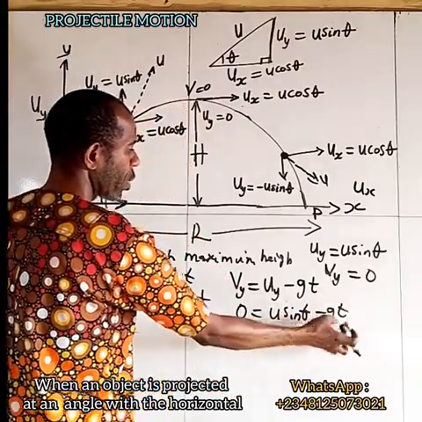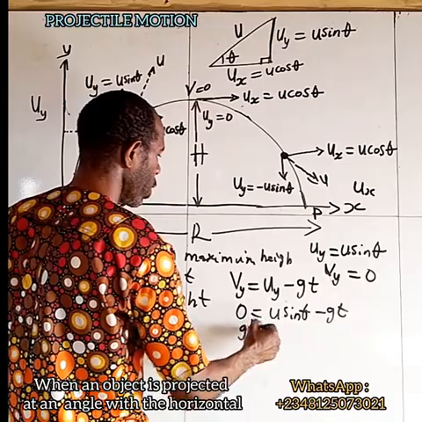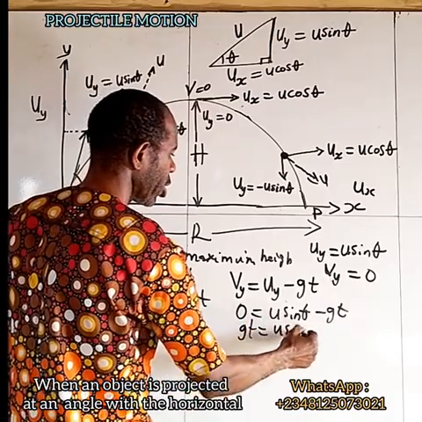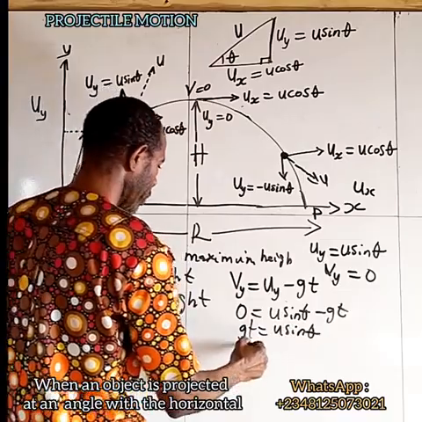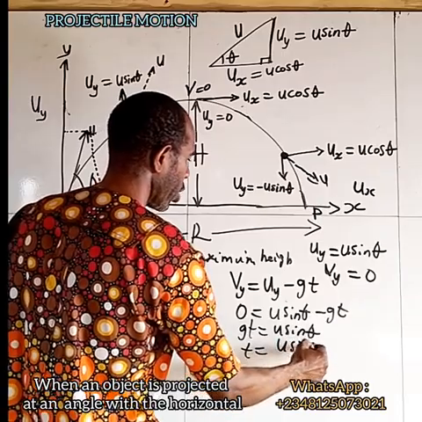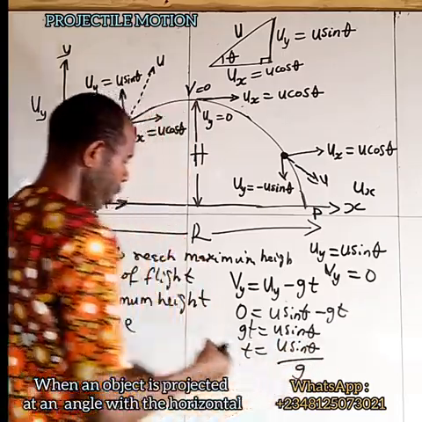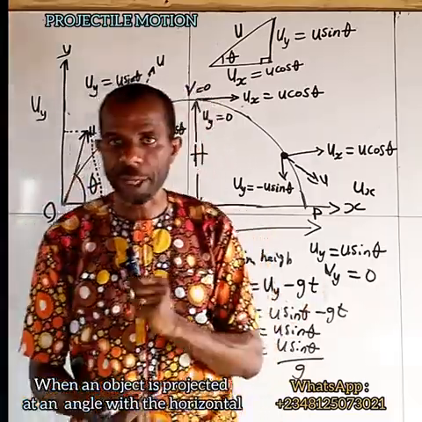So we can take this gt to this side and it becomes positive, because 0 plus gt, we have gt equal to u sine theta. Now, we are looking for this time. t is equal to u sine theta all over g. So this is the time it takes to reach the maximum height.